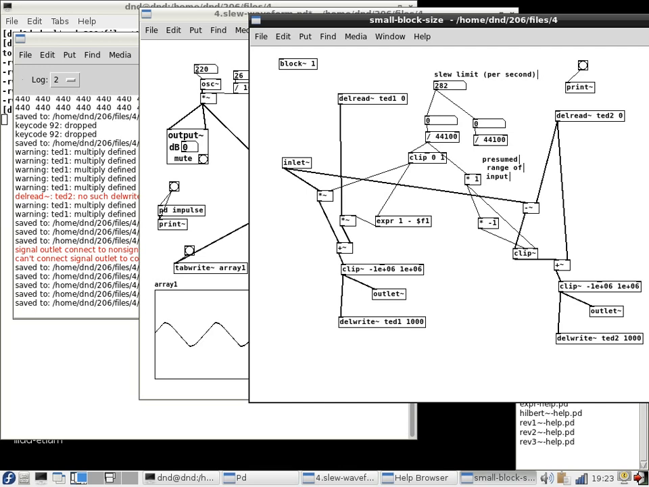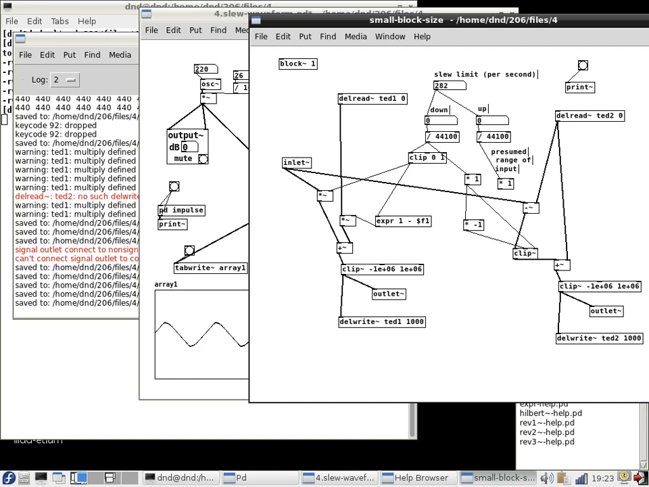This is a bit sloppy because I should probably think about the implications of, well, you can see why this is sloppy. So I guess we're going to multiply twice by the presumed range of input. But one of them is going to be on the way down. Let's see, I'm going to call this one down and this one up.